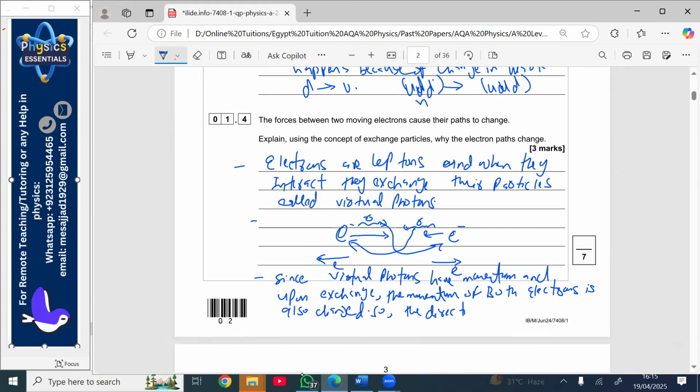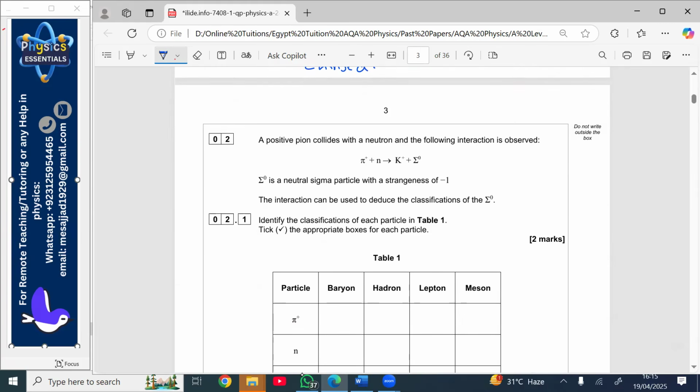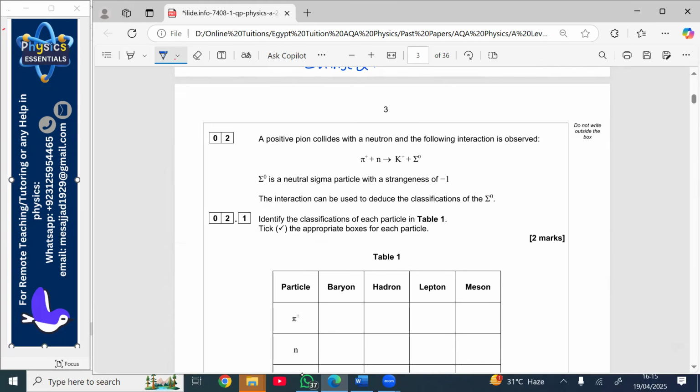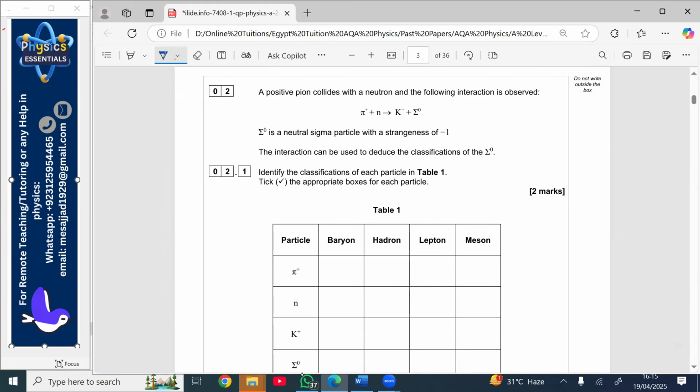So the direction of electrons changes, right? Question number 2: a positive pion collides with a neutron and the following interaction is observed. Sigma neutral is a neutral sigma particle with a strangeness of -1. Remember, it has a strangeness of -1. Identify the classification of each particle in table 1.